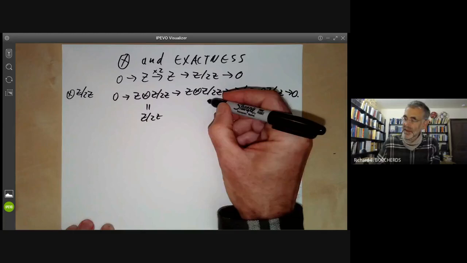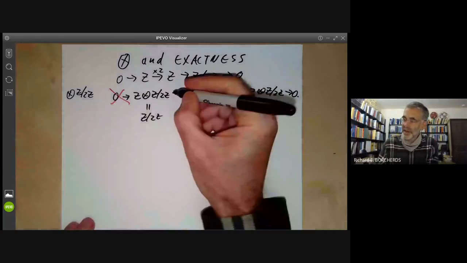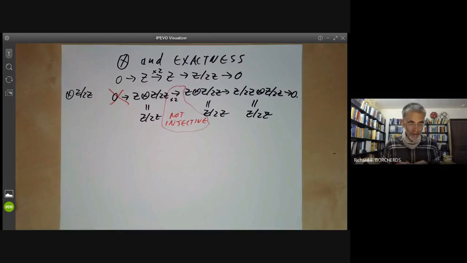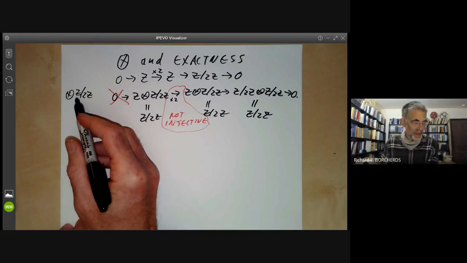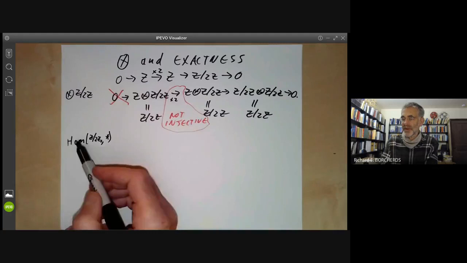And the problem is here that we can't really put a 0 in here, because this map here is multiplication by 2 and is not injective. So there's something wrong here. And there are two similar problems, because as well as tensoring with Z modulo 2Z, we can try taking, say, the homomorphisms from Z modulo 2Z to something. So what we're going to do is to take homs from Z over 2Z to this, to this, to this, and see if we get an exact sequence like that. So let's try doing that.